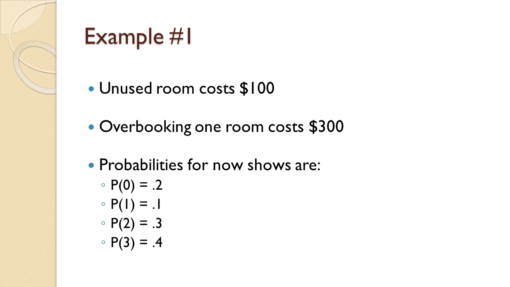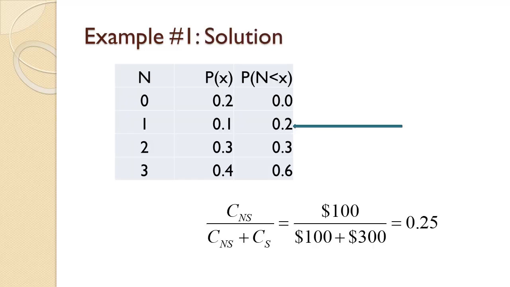Historically, when the hotel is fully booked, there is a 20% chance of 0 no-shows, a 10% chance of 1 no-show, a 20% chance of 2 no-shows, a 40% chance of 3 no-shows, and no chance of more than 3 no-shows. How many rooms should the hotel overbook to maximize revenues? The first two columns in the table on the slide show the probabilities given in the problem. The third column has the cumulative probabilities. There's no chance of there being fewer than 0 no-shows, so the first number is 0, and that will always be the case. The probability of less than 1 no-show is just the probability of 0 no-shows.